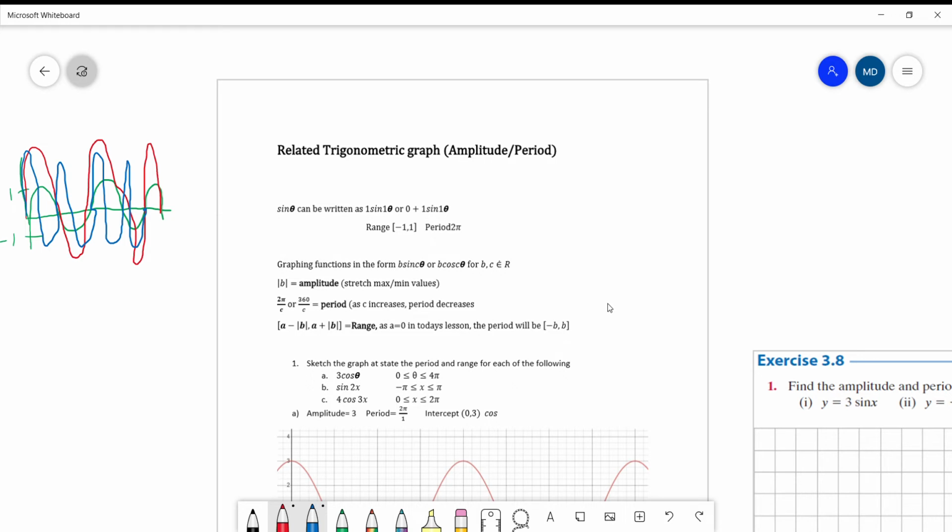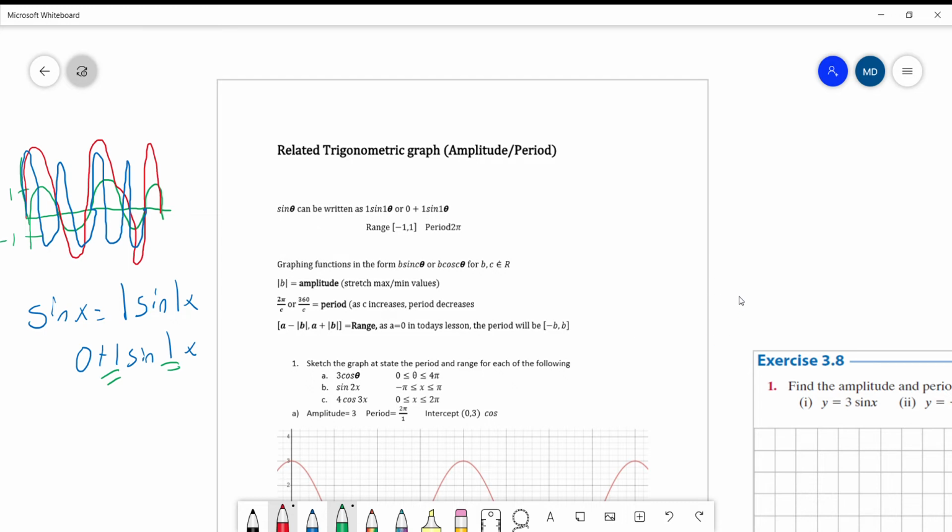Okay, so graphing functions. Sine of x is the same as 1 sine 1x, or 0 plus 1 sine 1x. Today we're going to be looking at what happens if we change the 1 in front of the sine, or if we change the 1 in front of the x. They will do two different things, and we will look at that in due course.